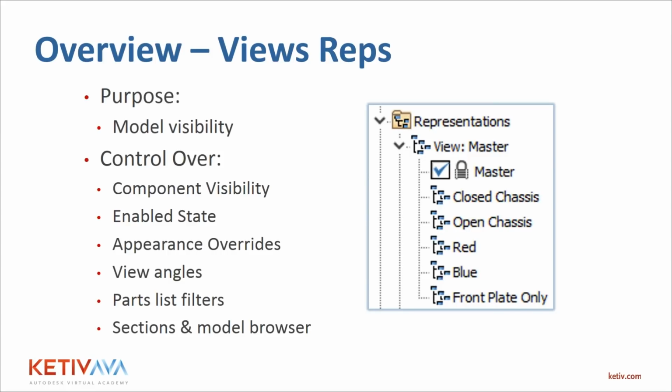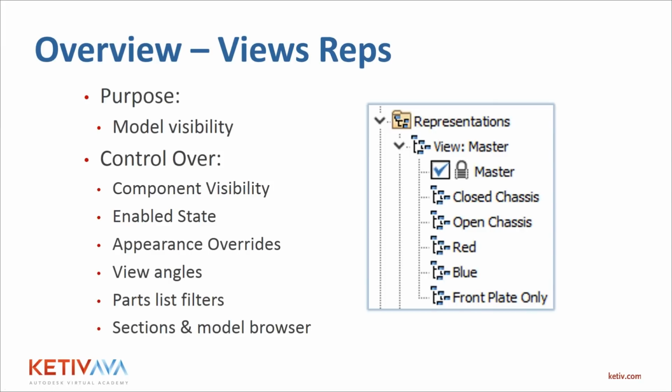But the view reps, I did say they represent the model visibility, but they have control over a bunch of different features, right? So the component visibility itself, right? So whether it's turned on or off, there's the enabled states, there's the appearance overrides if you want to get involved with the different material appearances, the actual view angles, if you don't want to rely on the view cube itself. The parts list filters is also really interesting, which we'll cover. And if we have time today, we could probably talk about saving section views, for example. I love a good section view as much as the next guy, and also the model browser is also saved with these different views. And pasted into the right over here, you kind of see an example of different view states that we could save with these view reps.